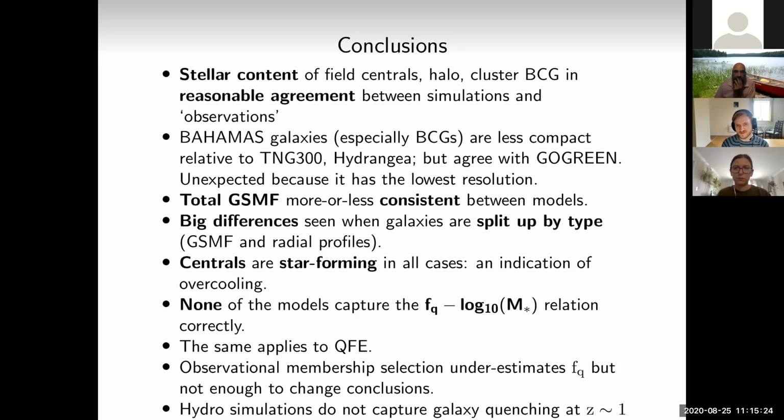A similar thing is seen at redshift 0, although less, because they've been calibrated on quantities at redshift 0. But the way they get there isn't quite right. So there's still work to be done. And I think I'll finish there, if anyone has any questions.